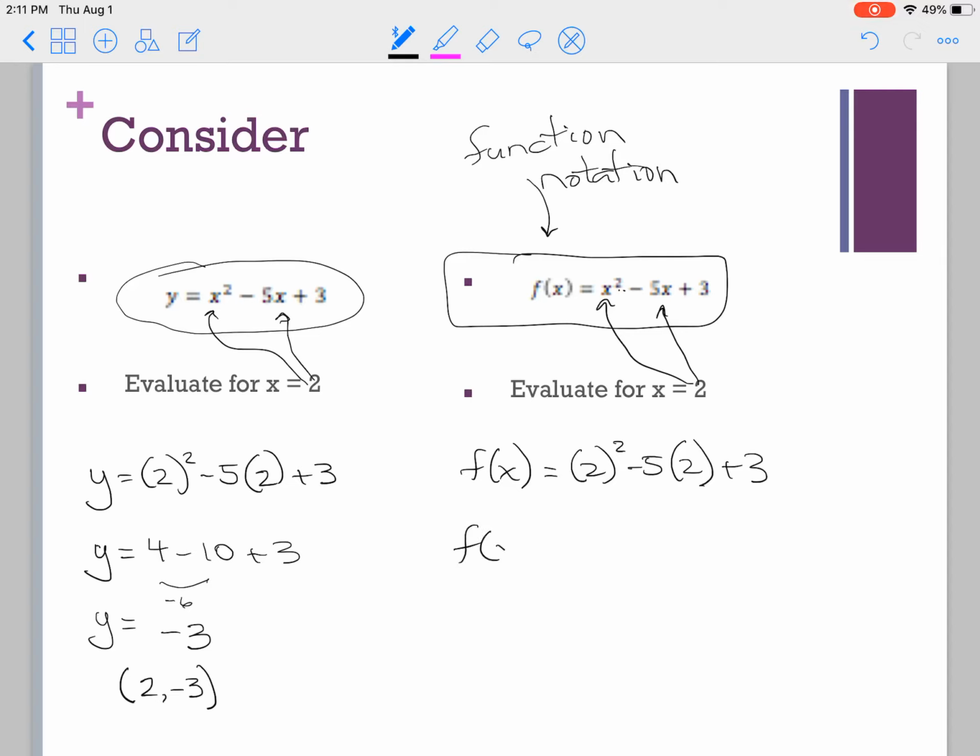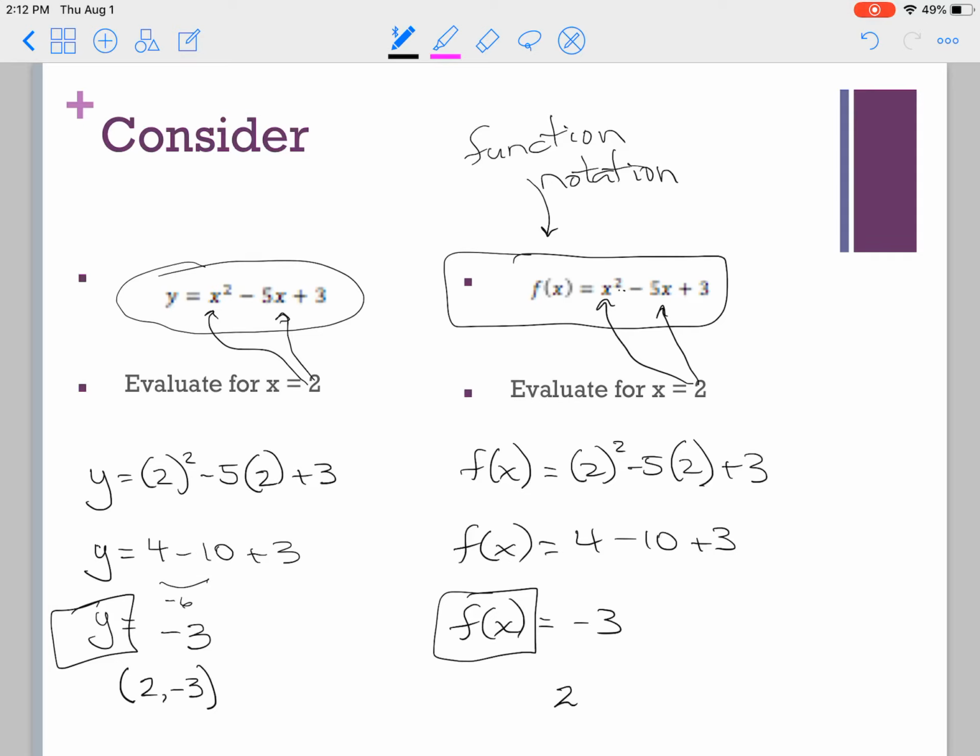And so when we do all that work, just like we did a minute ago, we, of course, get the exact same answer. So all this is doing is showing you that y and f of x are the exact same thing. And in this case, again, we substituted x equals 2, so if we do our ordered pair, the x comes first, and the f of x is the same as y, so it comes second.